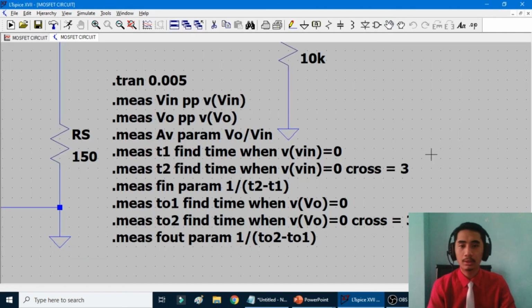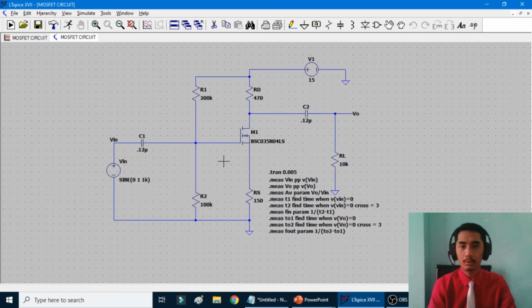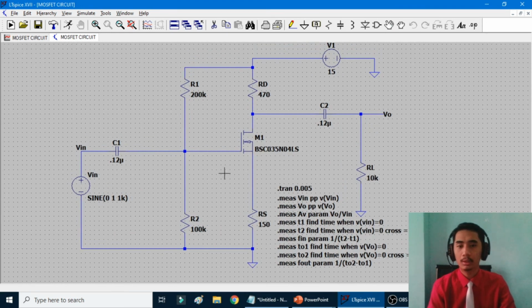So that is our MOSFET circuit, and I hope you have learned something about my simulation. That would be all, and thank you.